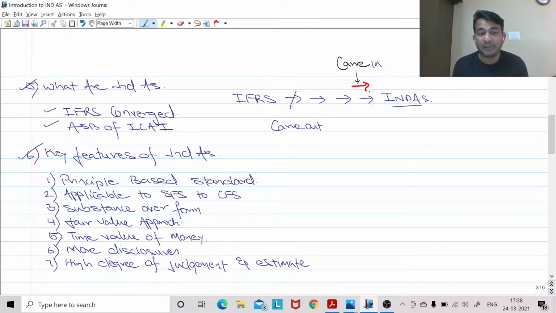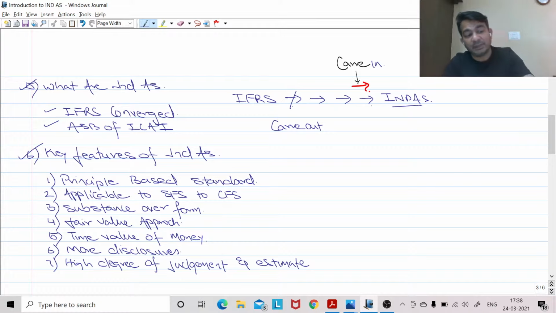Second one, guys, they are applicable to SFS and CFS. The standards are more based on substance rather than form, whereas AS used to look more at form. People who are done with IND AS 103 business combination, reverse acquisitions and all, substance over form is more important. Fair value approach, we have a standard IND AS 113 which explains what fair value is.